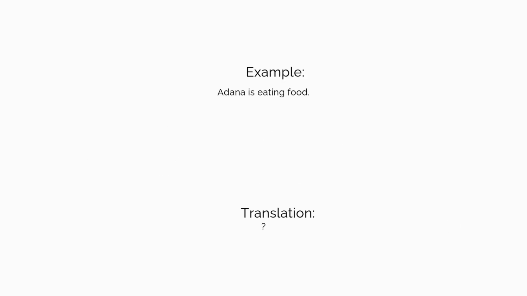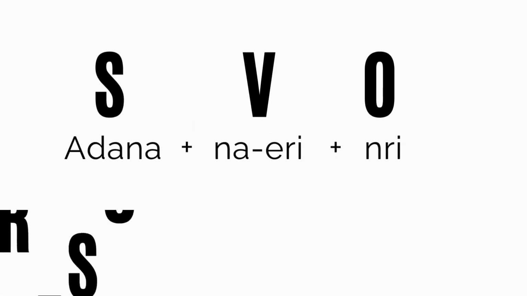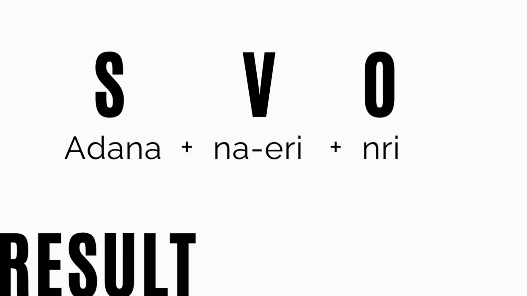So, for example, if Adana is eating food, how do we translate that in Igbo? Well, we already know that Adana is the subject of our sentence, and that our verb is her eating food, and that the object is that she's eating the food. So, when we translate that, Adana stays the same because it's her name. Naeri becomes our verb, and Ri is food in Igbo. So, using what we know and putting it into our formula, our sentence becomes Adana Naeri Ri.